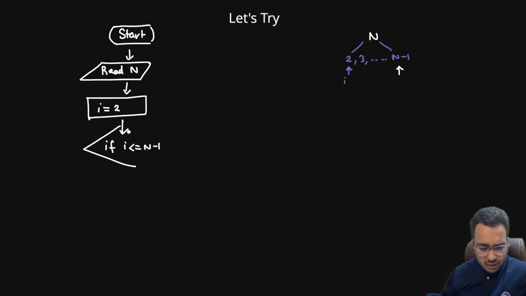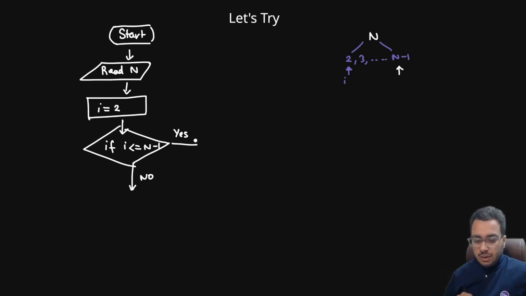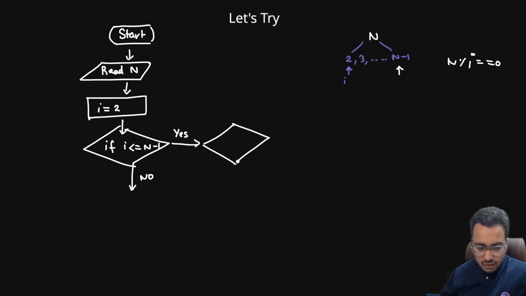So this will go inside a diamond, a rhombus, because it's a condition. If it is less than or equal to n minus 1, if the case is yes, or if the case is no, we'll see what will happen in each of these cases. So if i is less than or equal to n minus 1, then we will try to divide n by i and find out the remainder. We will check if n is divisible by i or not. We'll put another if condition.